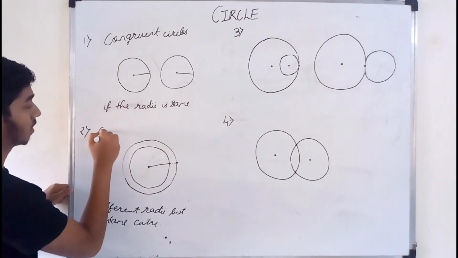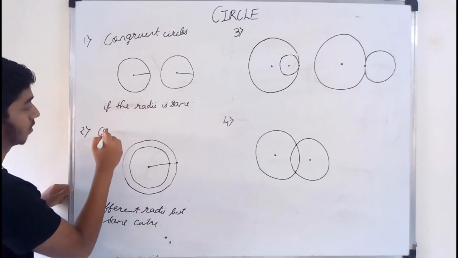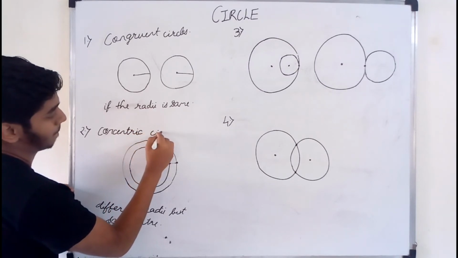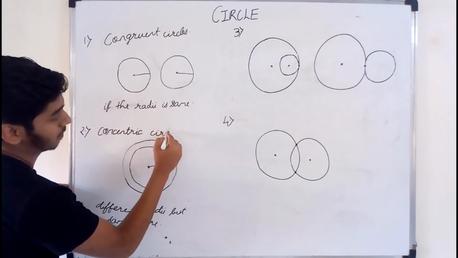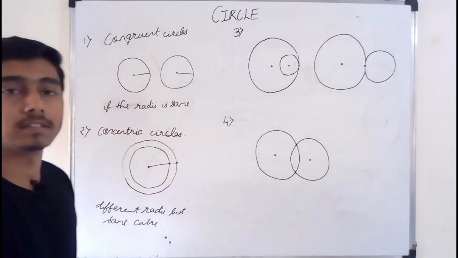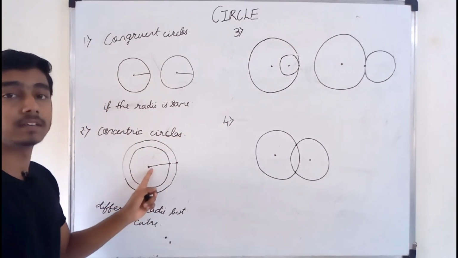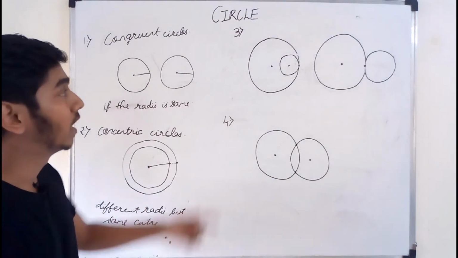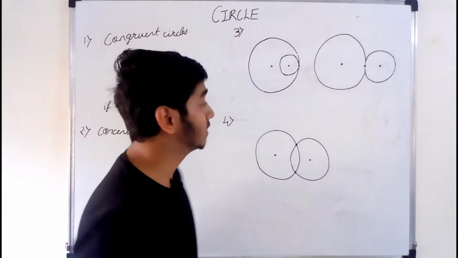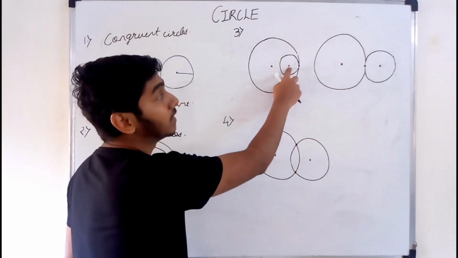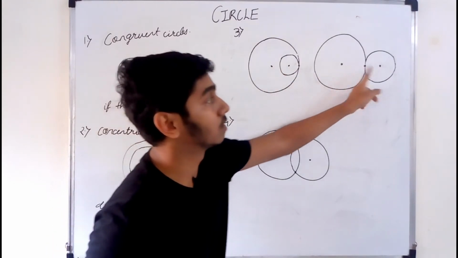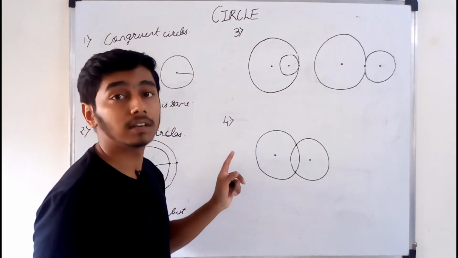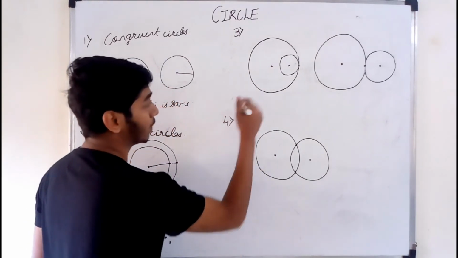Together such circles are called concentric circles. Concentric means circles with the same center. So circles with the same center are called concentric circles. In the other two types of circles, we can clearly see that the centers are different for both circles, here and here. So let's combine the third and fourth types and see what we get.